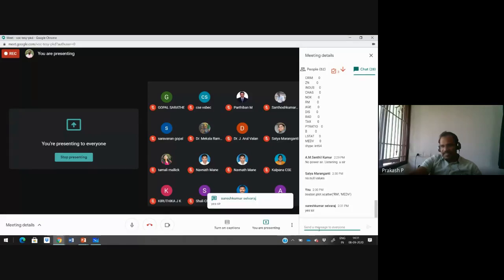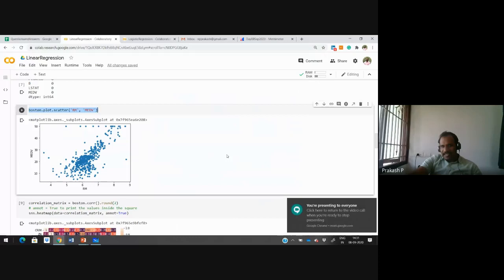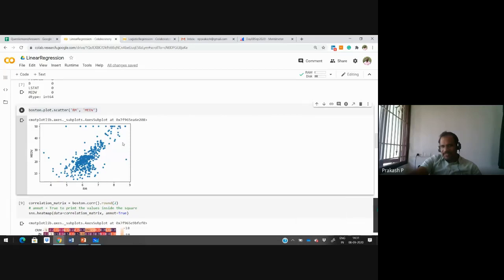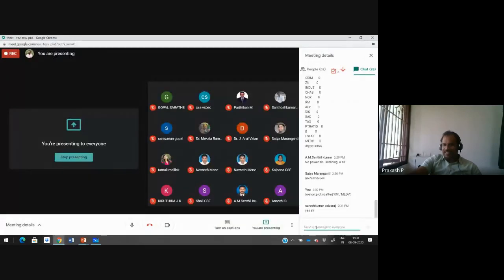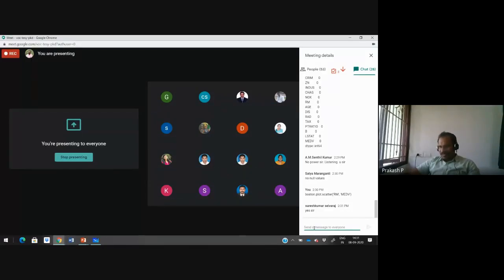Yes, sir. So what is the observation, Suresh Kumar sir? It's like a scatter plot, which I am showing on the screen. As the number of rooms increases, there is a possibility the median value is also increasing. There are some outlier cases. We need not bother about that. That also we are going to eliminate by using a box plot, which will be explained later tomorrow.